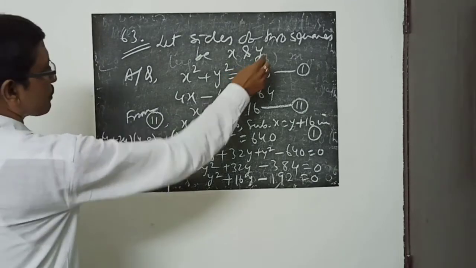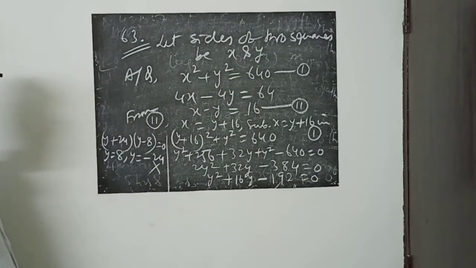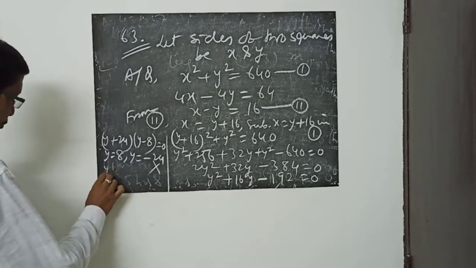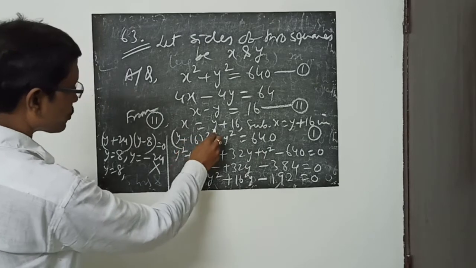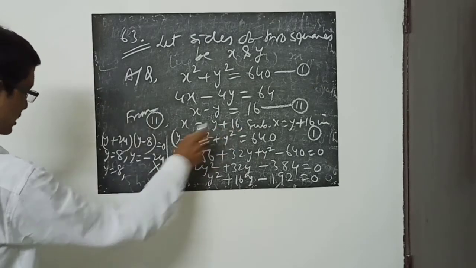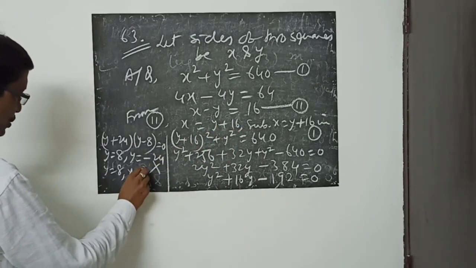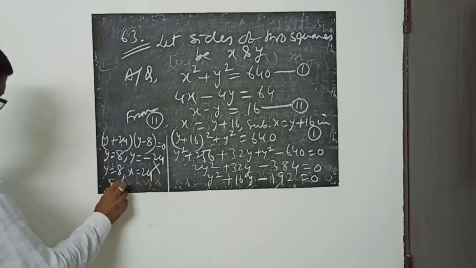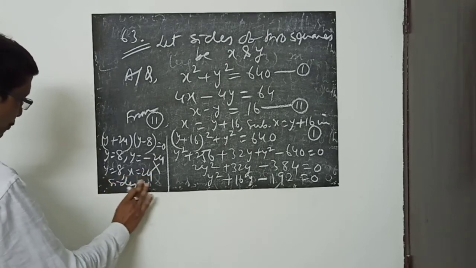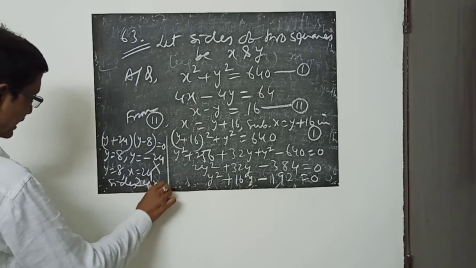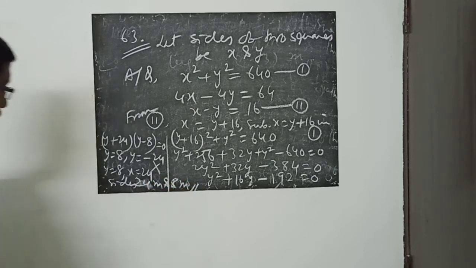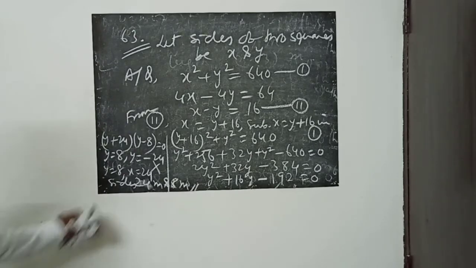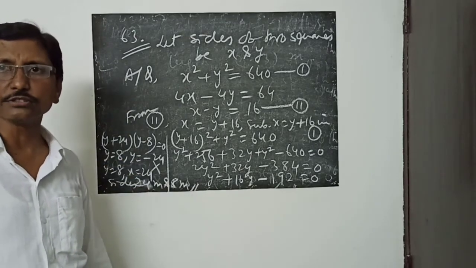Y is the side of the square, so it cannot be negative. So the side will be y equal to 8, and for y equal to 8, x will be 8 plus 16. So x equal to 24. Therefore the sides are 24 meter and 8 meter. That's what you got. Is it okay? So in this way you can get it also.